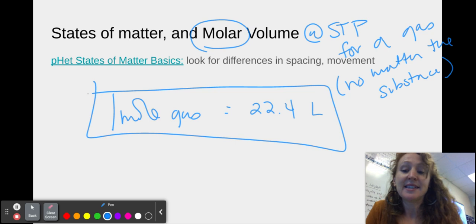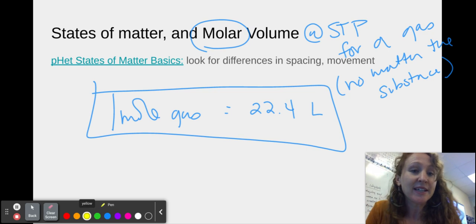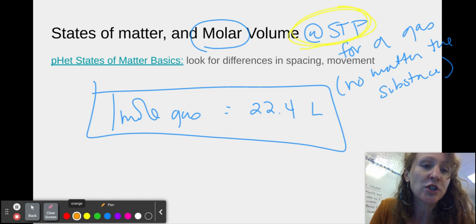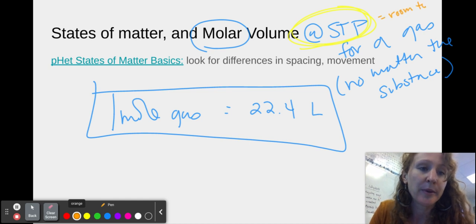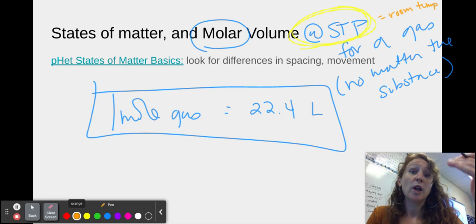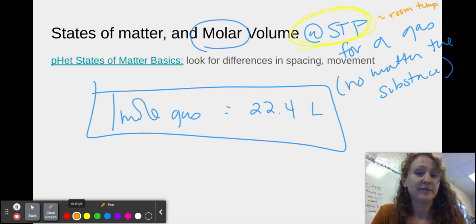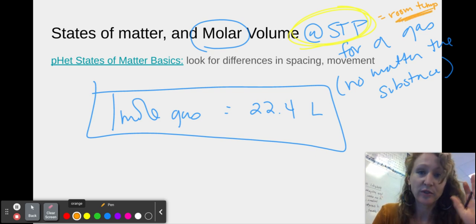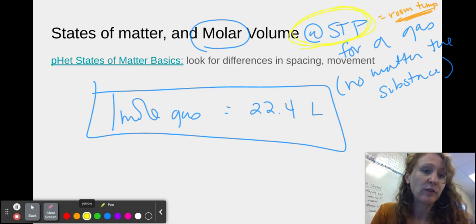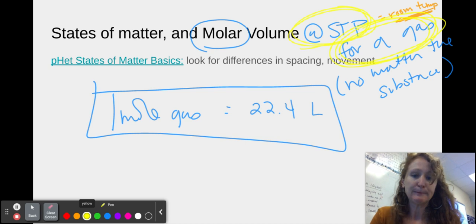Now, this is a very specific quantity. It's only true at STP. Now, STP is standard temperature and pressure. So that's about room temp. If you lower the temperature, this is not going to be true. If you raise the temperature wildly, this won't be true. So it's only true at STP, which is around room temperature. And it's only true for a gas. It's not true for liquids. It's not true for solids.